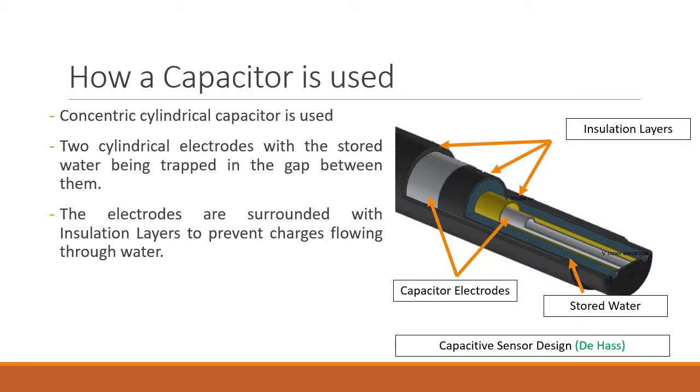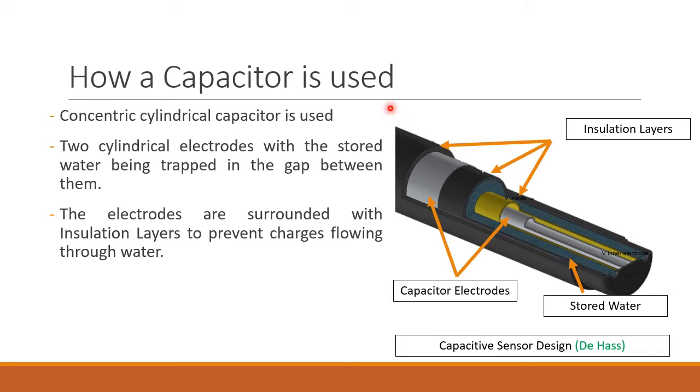Now you might be asking, where does the capacitor come into play here? The sensor is actually based upon the concentric cylindrical capacitor. As you can see in the diagram here, which illustrates our capacitor, we have our inner electrode or inner cylinder here, and our outer cylinder or outer electrode, both of which comprise the capacitor used in our sensor. And between these two cylinders, we have this gap here, which fills up with water.